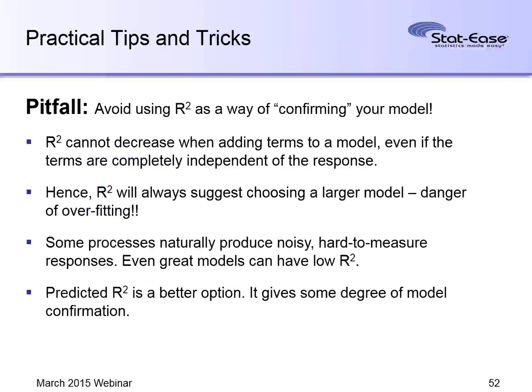If you do want to go down the route of R squared, you'll want to look at the predicted R squared, which is reported with Design Expert 9. This is a much better option, as it actually does give you some degree of model confirmation.